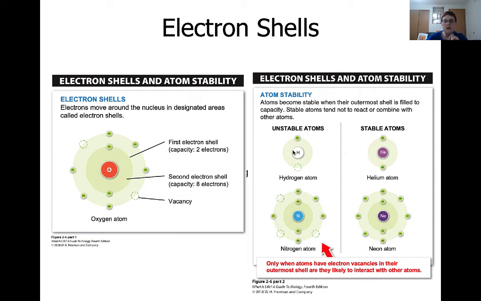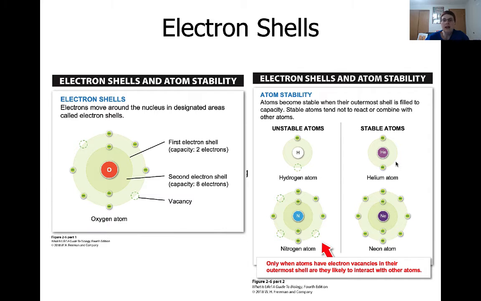So you can see over here, like I said, oxygen is an unstable atom. Hydrogen is an unstable atom. You can see it's missing an electron for its first level. And then nitrogen is also going to be missing some electrons. In this case, it's missing 3. So all of these are going to be unstable, or unhappy, until they're able to fill those spaces.